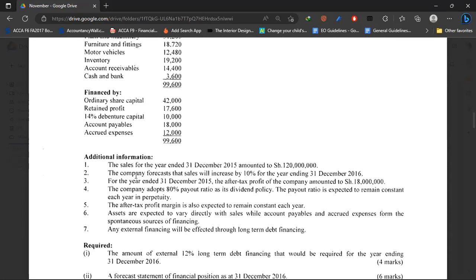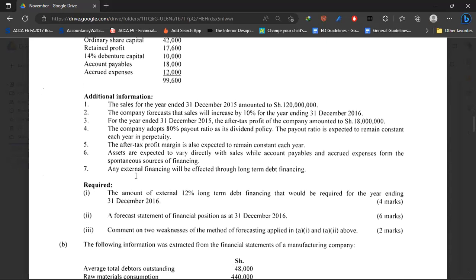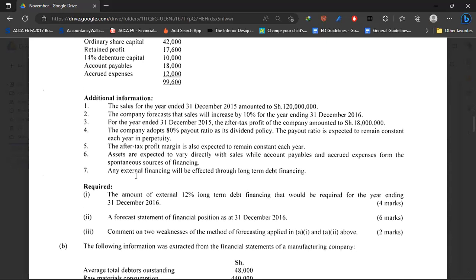The sales for the year ended 31st December 2015 amounted to $120 million. The company forecast that sales will increase by 10% for the year ending 31st December 2016.